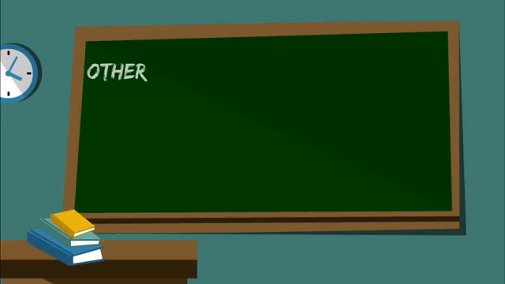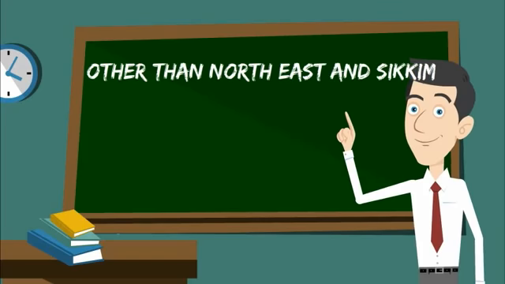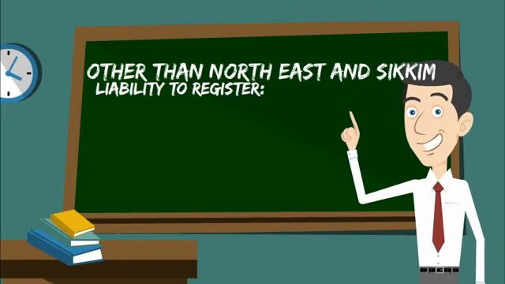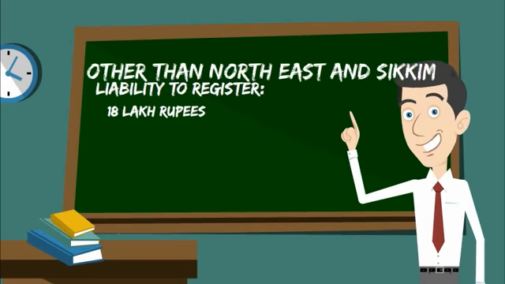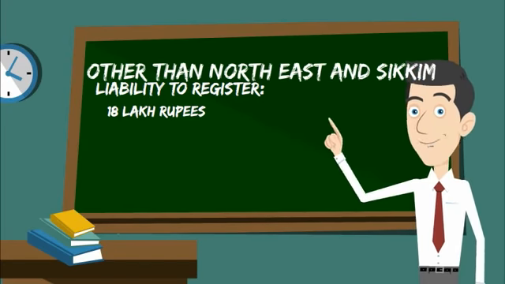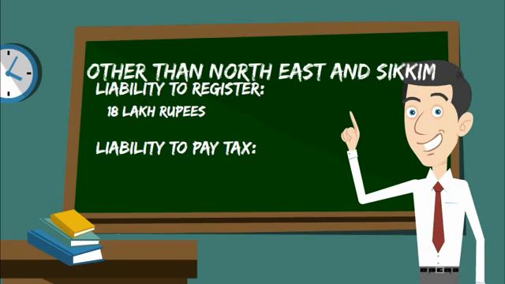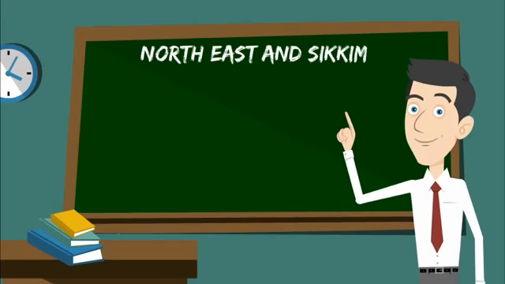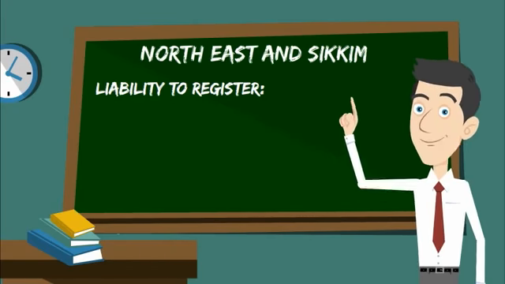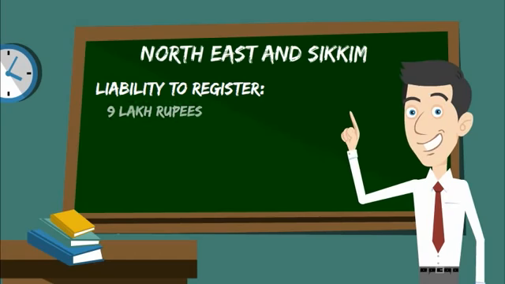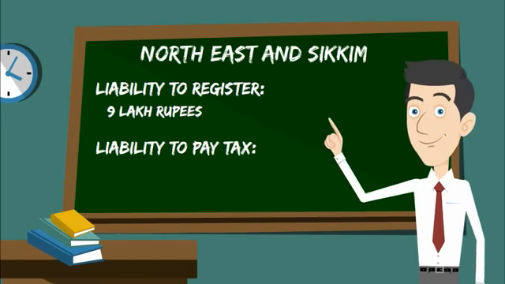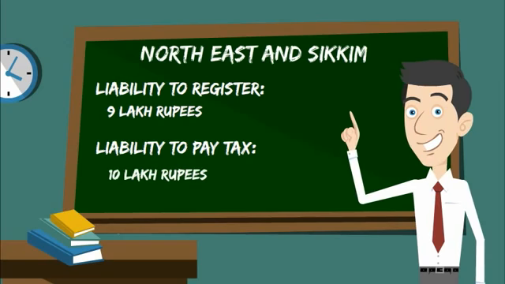If you are a supplier in states other than Northeast or Sikkim, it is compulsory for you to register for GST when your aggregate turnover exceeds a threshold of 18 lakh rupees. However, you are not liable to pay tax until your aggregate turnover crosses 20 lakh rupees. If you are a supplier in Northeast or Sikkim, you have to register when the turnover exceeds a threshold of 9 lakh rupees. However, you are not liable to pay tax until your aggregate turnover crosses 10 lakh rupees.